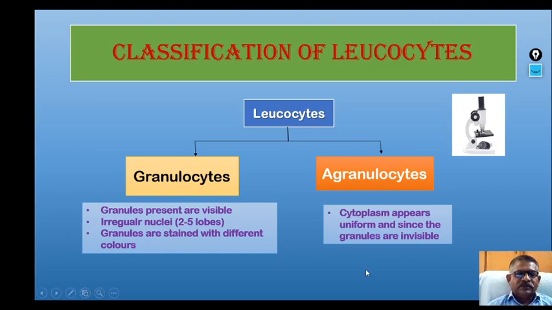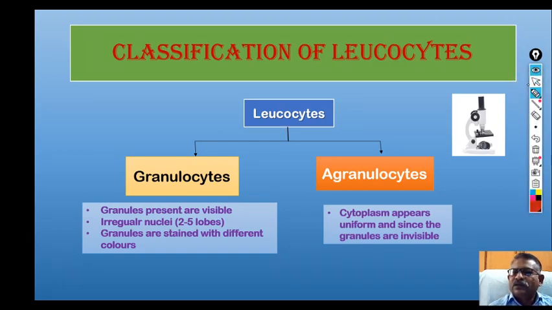So basically there are three types of granulocytes. One is referred to as neutrophil, another is called basophil, and eosinophil. These are the three types of granulocytes.